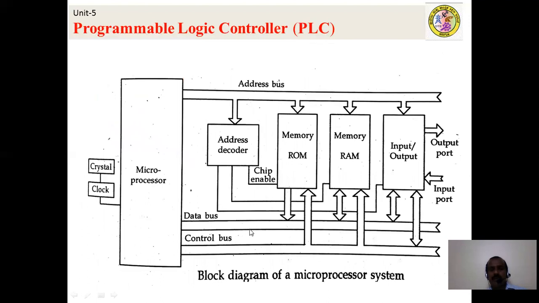So here we have a data bus, here we have a control bus. The control bus is going to have control over ROM, RAM, or input-output devices with that of the microprocessor.